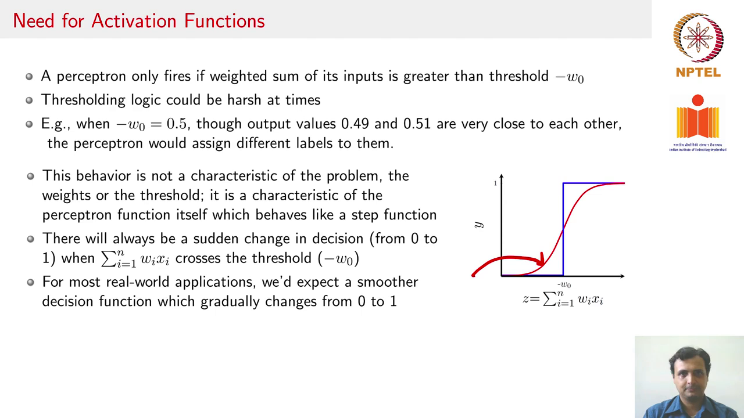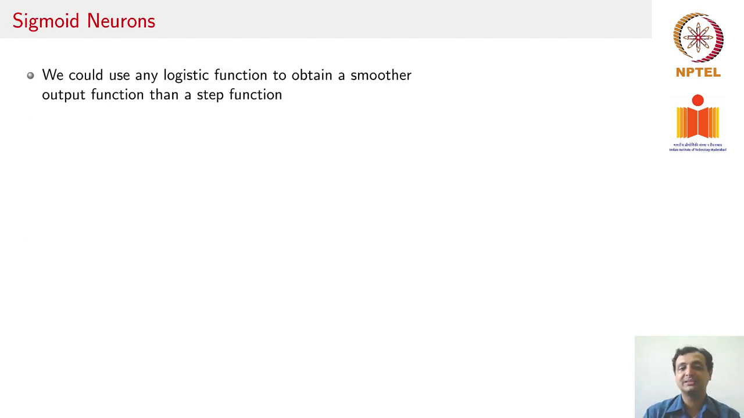How do we handle this? The way we handle this is to introduce what are known as activation functions, which aim to replace the threshold function that you have with smoother functions. And one early example, which was used for several decades, is known as the sigmoid activation function. And a perceptron or a neuron that uses a sigmoid activation function is known as a sigmoid neuron.